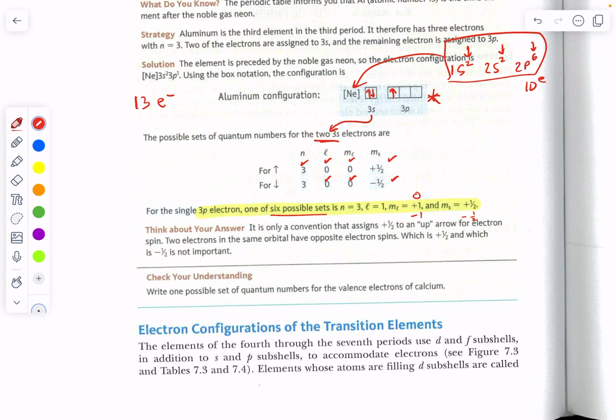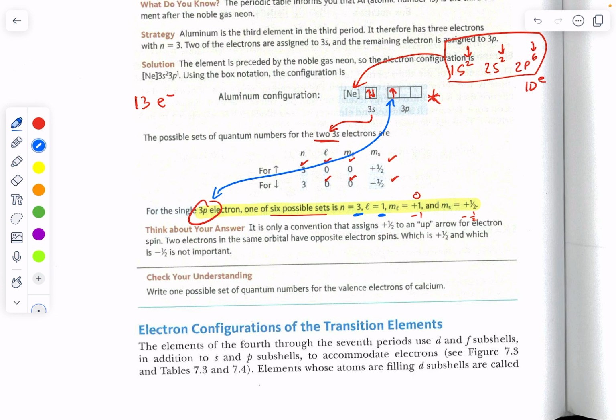Now for the 3p electron, which is this one right over here, the 3p electron, it's in the third energy level. You have to have a 3. It is in the second subshell.